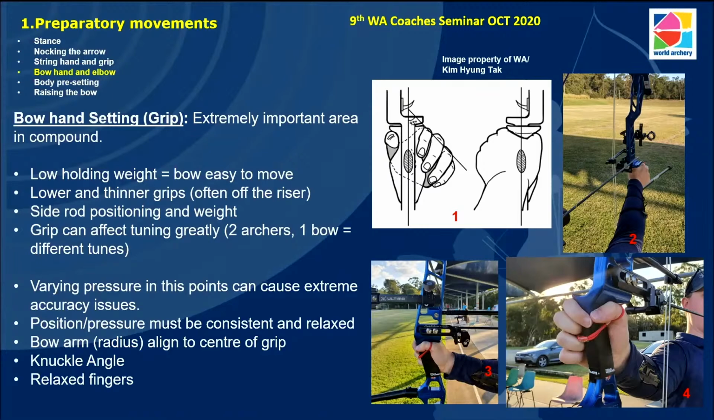You'll see that 45-degree line on image number 1 is very important. That knuckle angle is something that I think you're looking for with the compound just as much as you're looking for with the recurve. And the digits themselves, the fingers themselves, must be relaxed.